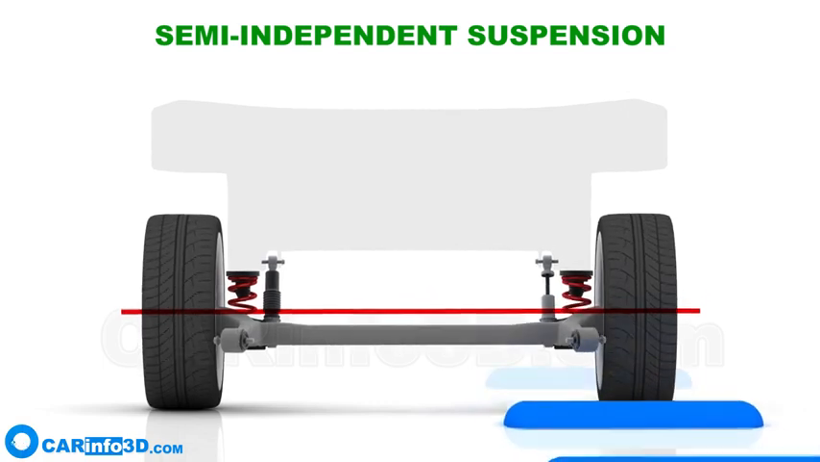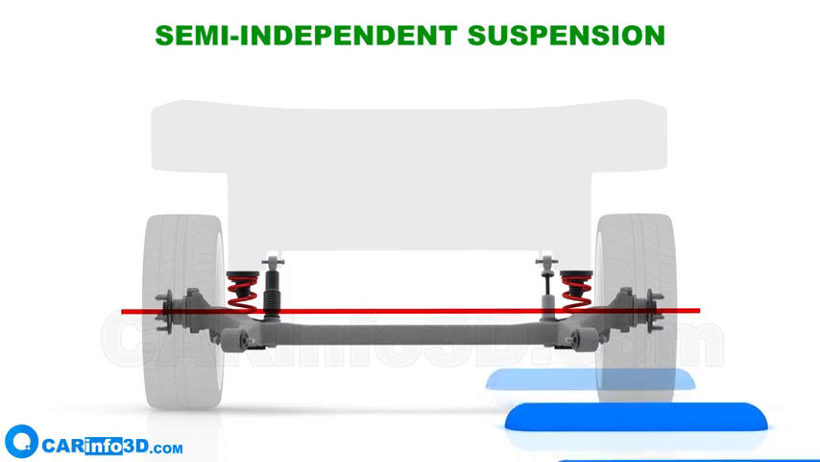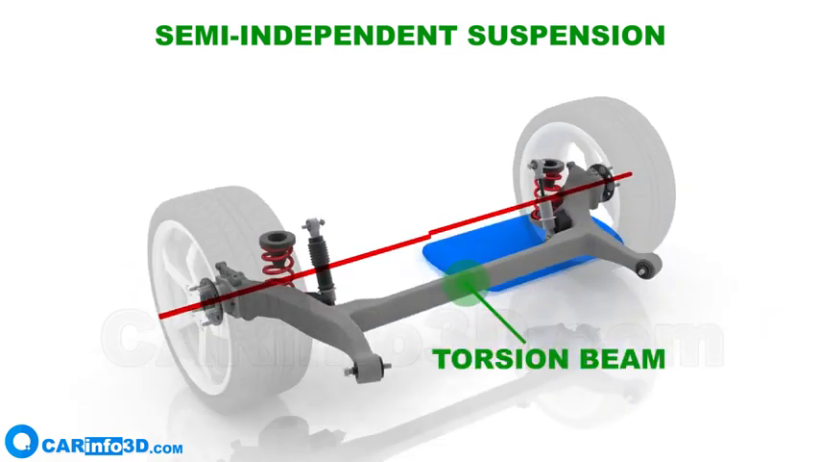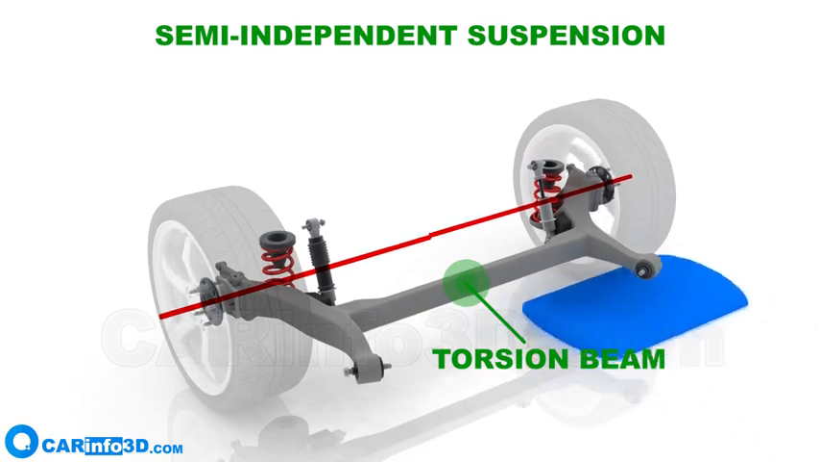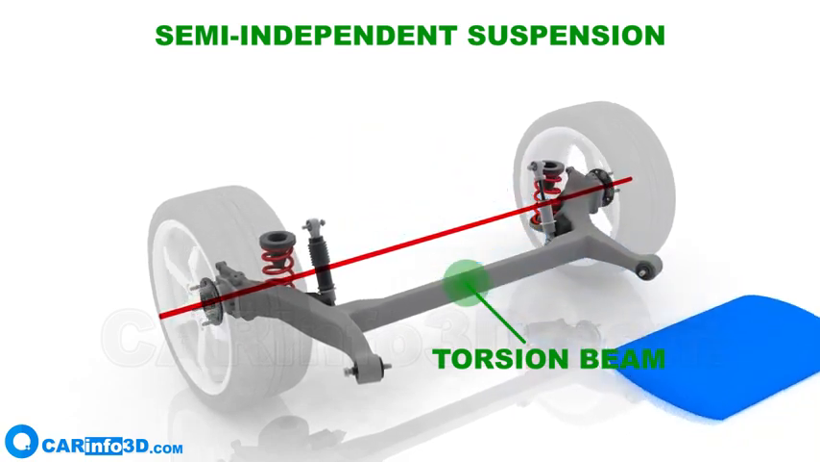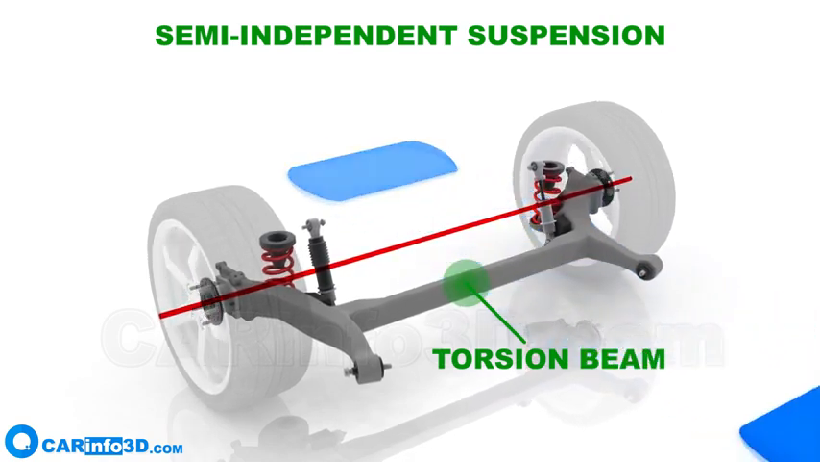Semi-independent suspension. A semi-independent suspension system is an intermediate link between the dependent and the independent systems. A torsion beam is used in place of the rigid beam in this arrangement, and because of its capacity to twist, it lessens the dependency of the wheels on a single axle. It is installed in the rear axle of many lower-tier and mid-tier cars.